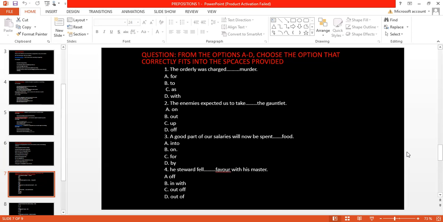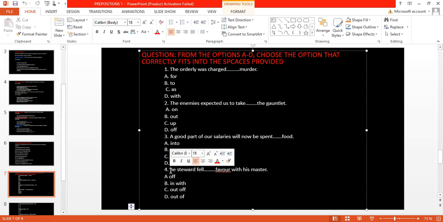Number four, the steward fell dash favor with his master. The steward fell off favor with his master. The steward fell in with favor with his master. The steward fell out of favor with his master.